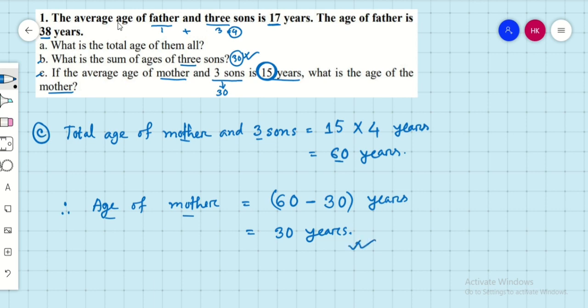I hope you understand. If you don't understand, just repeat the video. It will help you to understand the math.